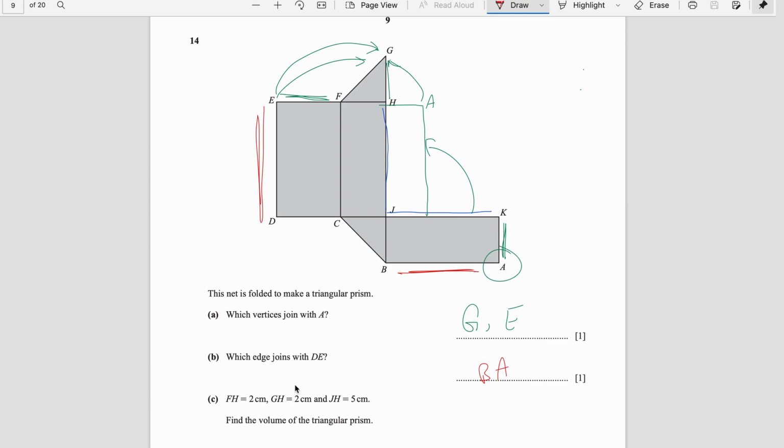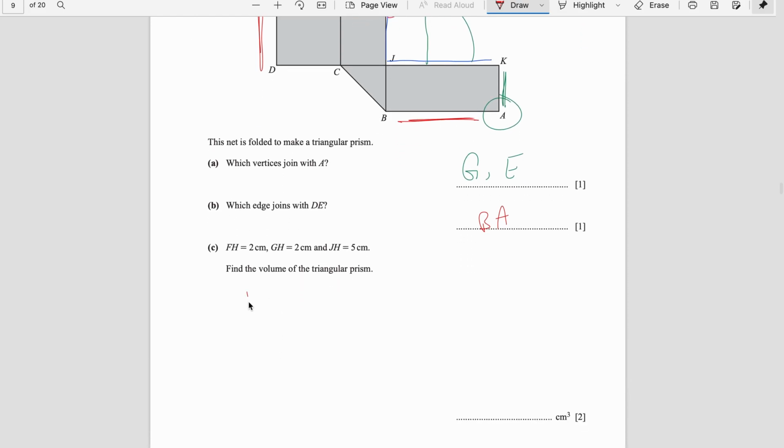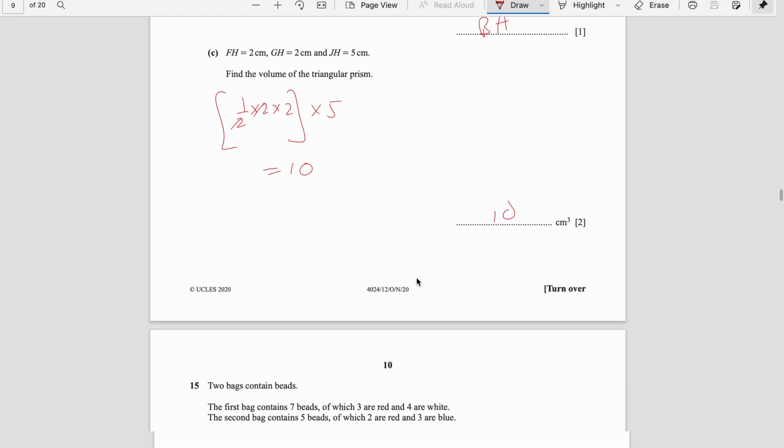FH is equal to 2 centimeters. GH is equal to 2 centimeters. JH is 5 centimeters. Find the volume of the prism. So volume is cross-sectional area times length. The cross-sectional area is a triangle of base 2 and height 2, times the given length. So volume is 10 centimeters cubed.